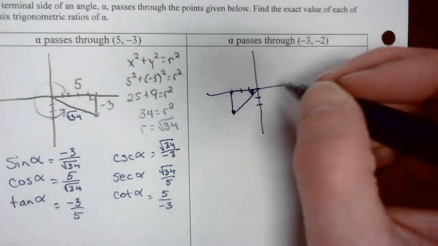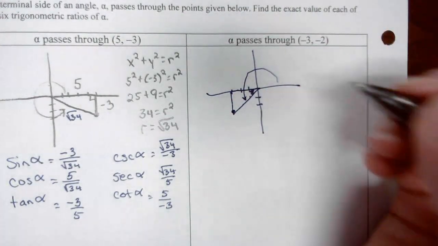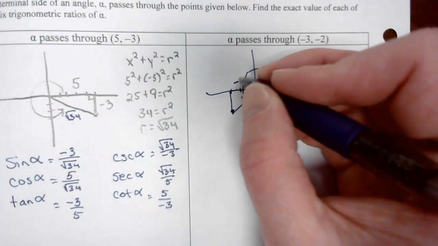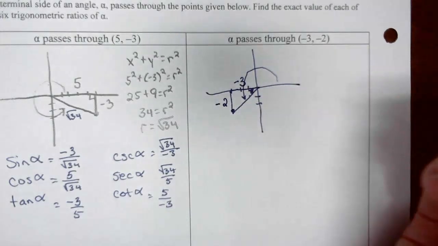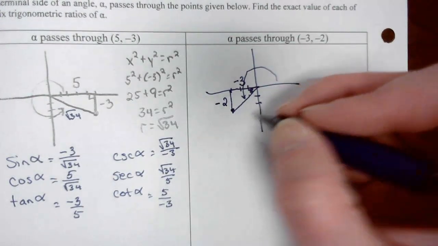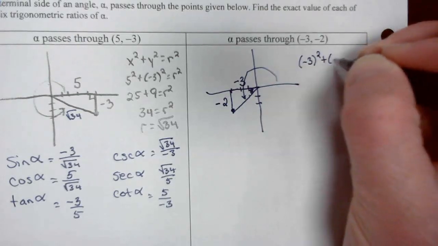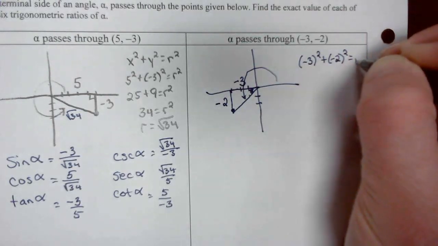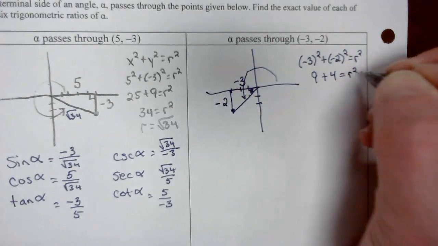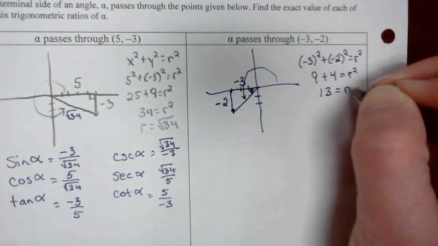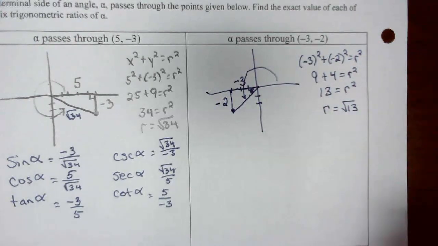Now alpha would technically be this one. But we only want to look at this right triangle. So this is negative 3 because we moved in the negative direction, 3 steps, and negative 2. I need to find my hypotenuse. So negative 3 squared plus negative 2 squared equals r squared. 9 plus 4 equals r squared. So 13 equals r squared. R equals the square root of 13.